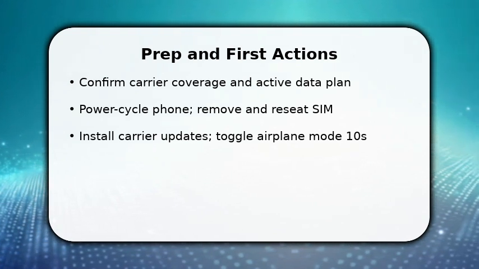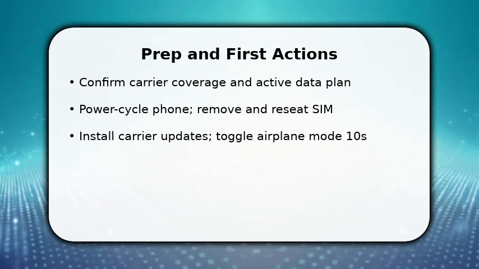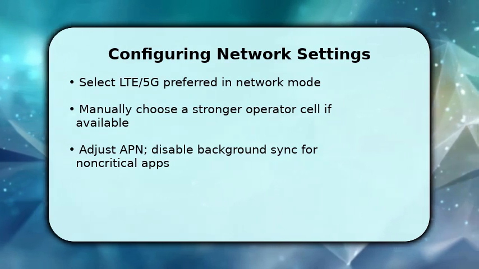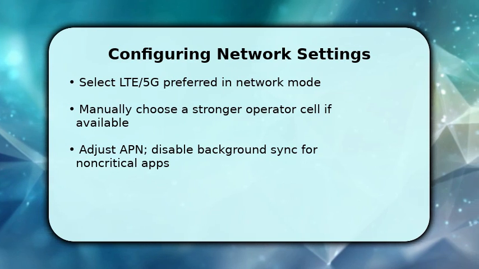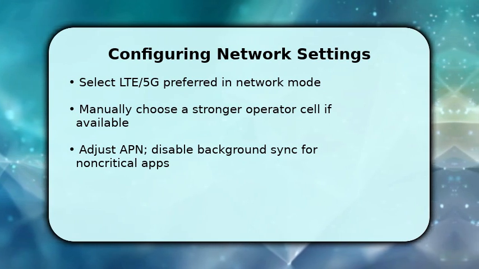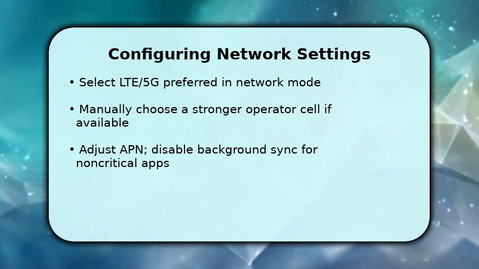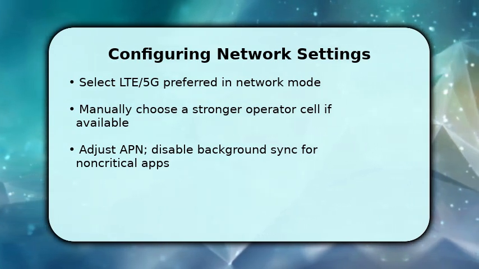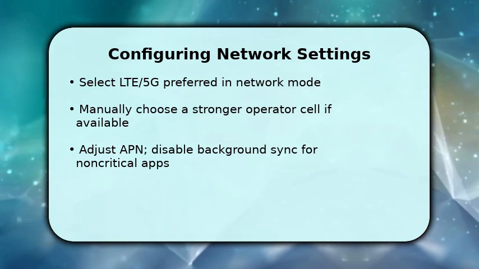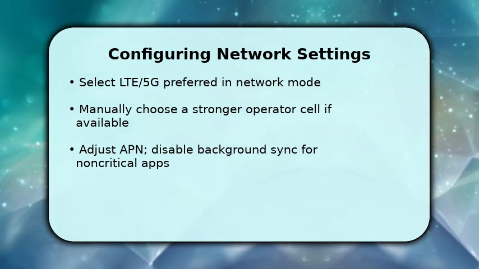You now adjust the phone to prioritize speed. Switch the preferred network to LTE or 5G, depending on what your carrier supports, because higher generations generally deliver better throughput. Then, manually scan and select a stronger operator cell if your phone keeps hunting weak towers. This avoids sticky connections. Once done, verify APN settings match carrier specifications and disable background sync for non-critical apps so bandwidth-intensive tasks don't run unnoticed. These changes let the radio and software work together to stabilize peak performance.